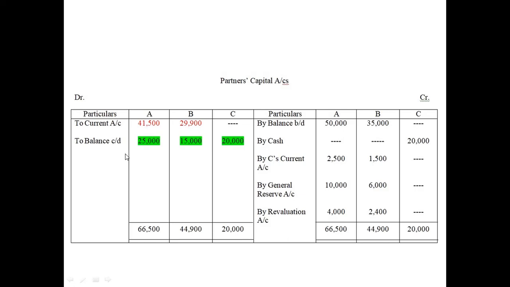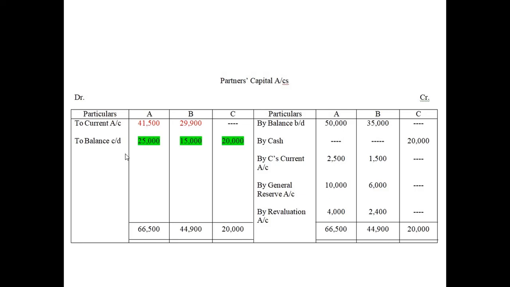Now if you look at point number 5, it is mentioned that the capitals of the partners are to be adjusted on the basis of C's contribution of capital. So it is my humble request that you read the entire question before you solve. Before starting this video, first read the question properly, two or three times, or maybe one time if you can understand it at once. Read the question first, then start the video.